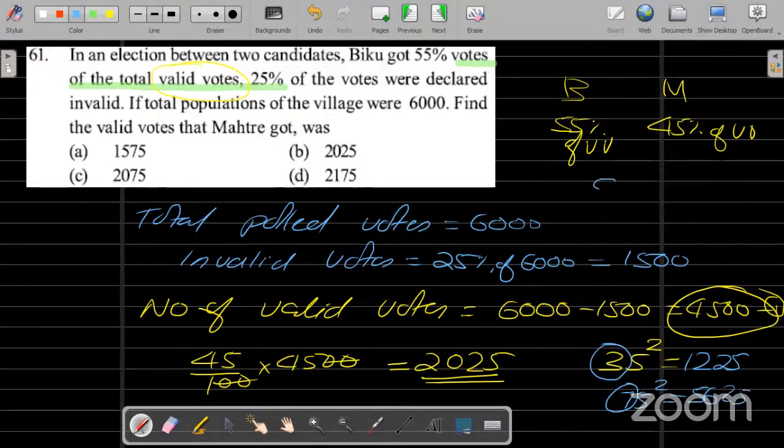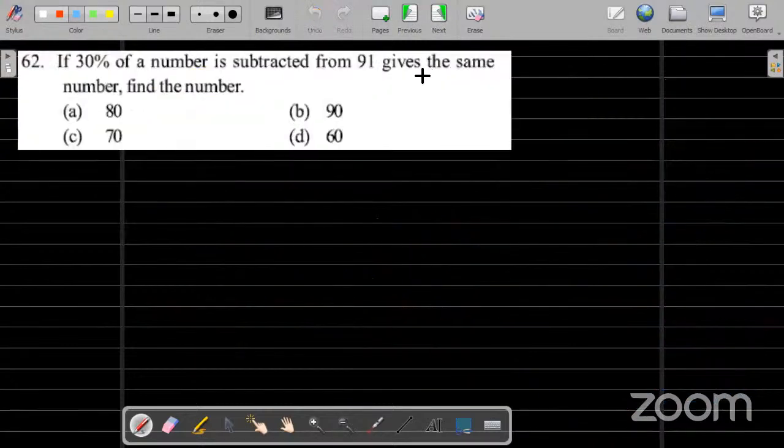Okay. So 95 square will be 9 into the next number 10. 9 into 10, 90. Then write 5 square, 25. 105 square will be 10 into 11, 110, 25. That is a way to find the squares of numbers ending with 5.